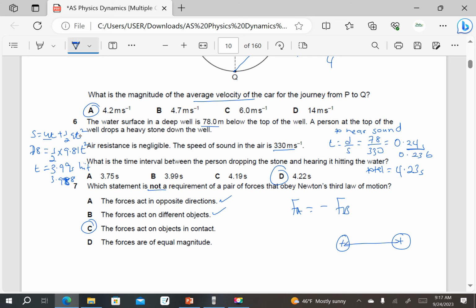in contact. When you go to A level, you'll talk about gravitation, where two masses attract each other with a force which is directly proportional to the product of the masses and inversely proportional to the square of their separation. These two masses do not need to be in contact, but the force of attraction of one mass by another is equal but opposite to the force of attraction of the other mass by the first. So normally these forces are equal in magnitude, so contact is not a requirement. So the answer is C.